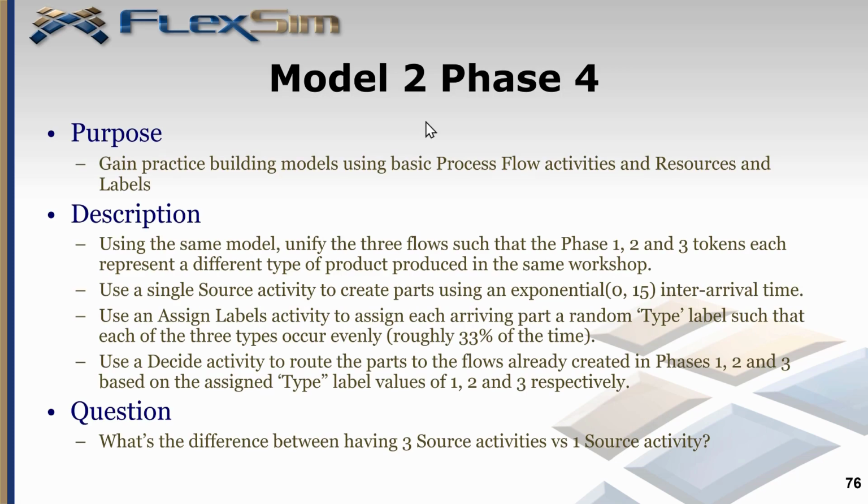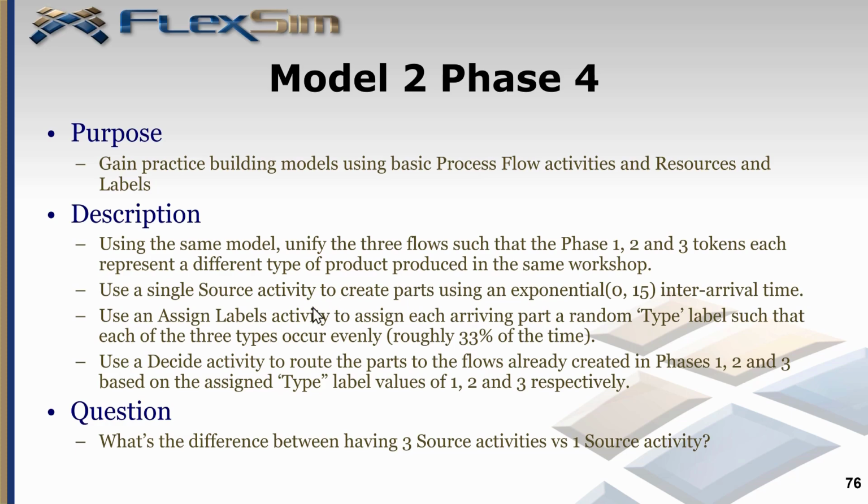We're going to continue working on Model 2 by adding a Phase 4. Like the first 3 phases, the purpose of this phase will be to gain practice building a model using basic process flow activities and resources. And we're adding labels to this phase. Here's the description. Using the same model, unify the 3 flows such that the phase 1, 2, and 3 tokens each represent a different type of product produced in the same workshop. Use a single source activity to create parts using an exponential 0,15 inter-arrival time.